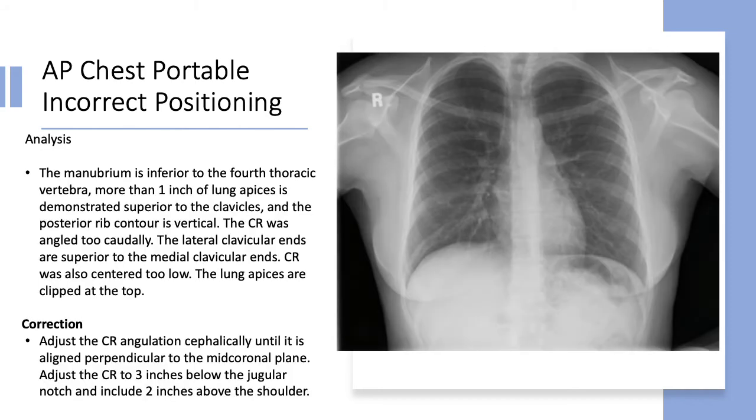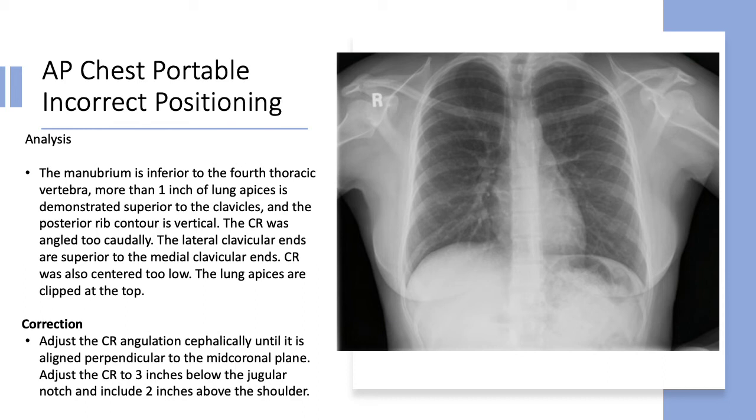In this image, right off the bat, what sticks out to me is that the clavicles are way too low. The manubrium is inferior to the fourth thoracic vertebra, and more than 1 inch of the lung apices is being demonstrated superior to the clavicles. The posterior rib contour is also more vertical in this image, and this indicates that the central ray was angled too caudally. The lateral clavicular ends are superior to the medial clavicular ends, indicating that the central ray was also centered too low. The lung apices are clipped at the top.